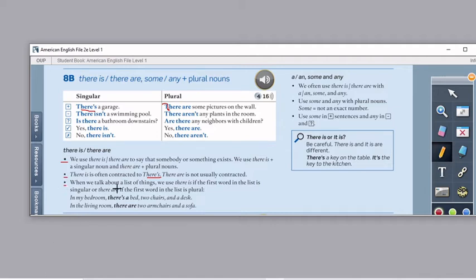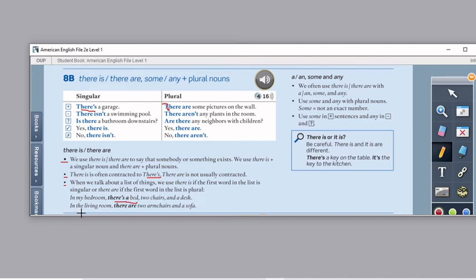When we talk about a list of things, we use there is if the first word in the list is singular, or there are if the first word in the list is plural. Let's say that you want to say what's in your room, and you need to say that in list form. So you say, in my bedroom, and you start the list. There's a bed, 2 chairs, and a desk. Notice that this is plural, but the first thing in the list is singular, so you start with there's a bed.